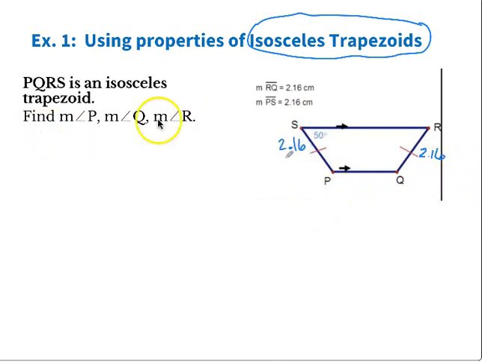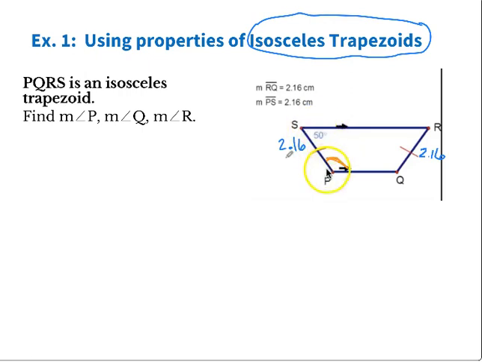And then I'm going to come back over here and look at what the problem wants me to find. It wants me to find the measurement of angle P. So let me change colors here. So we want to find the measurement of angle P. We'll do that in orange. And then we want to find the measurement of all the other angles, Q and R.